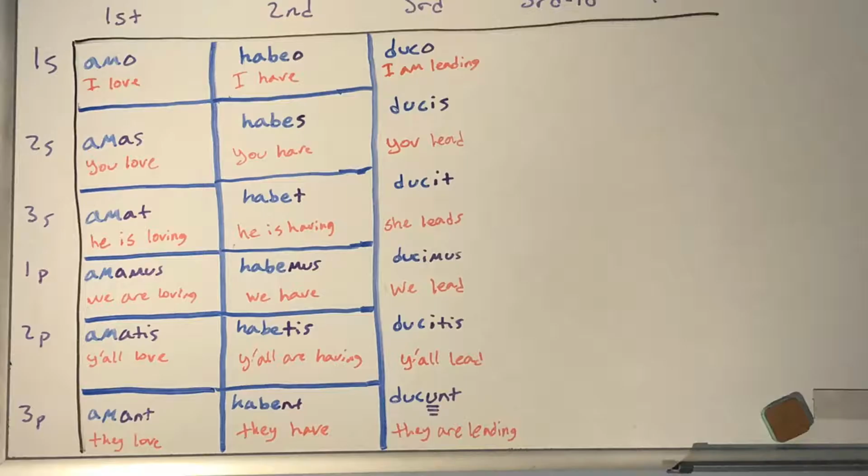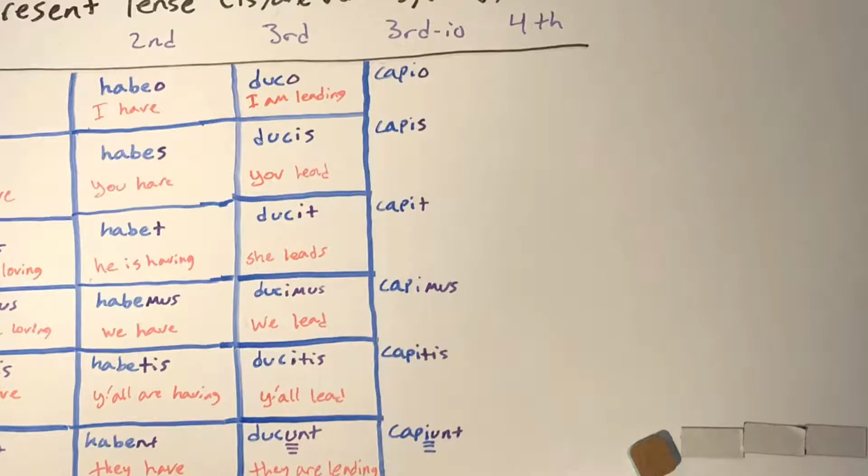So duco means to lead, so you translate this as I am leading, you lead, she leads, we lead, y'all lead, and they are leading. Also, just to highlight, you can choose he, she, or it for third person singular, whatever you want to do. It's fine. Like I said, there's a lot of flexibility with how you translate. So ducit would be translated as it leads, she leads, or he leads. Any of those are perfectly acceptable. Now we move into third io, the third io verb capio.